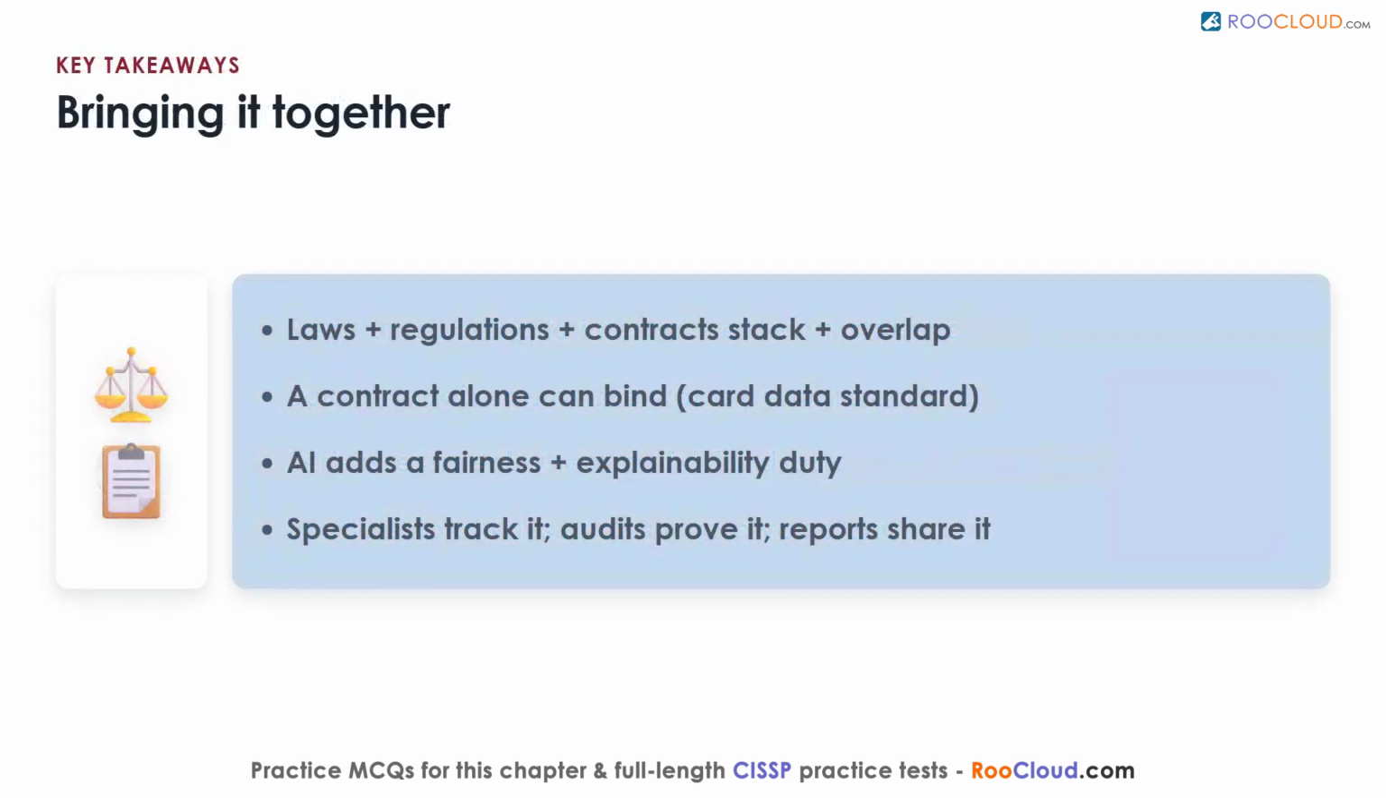So let's bring it together. The compliance landscape is tangled because laws, regulations, and contracts stack up and overlap. A requirement can bind you by contract alone, as the card data standard does through a merchant agreement. Artificial intelligence adds a new duty to keep automated decisions fair and explainable. Dedicated specialists track it all, audits by various parties prove it, and regular reporting and self-assessments are communicated upward. Master this rhythm, and compliance becomes a steady discipline rather than a fire drill.